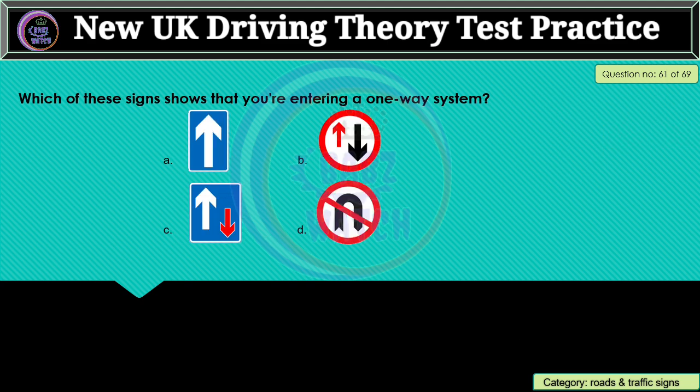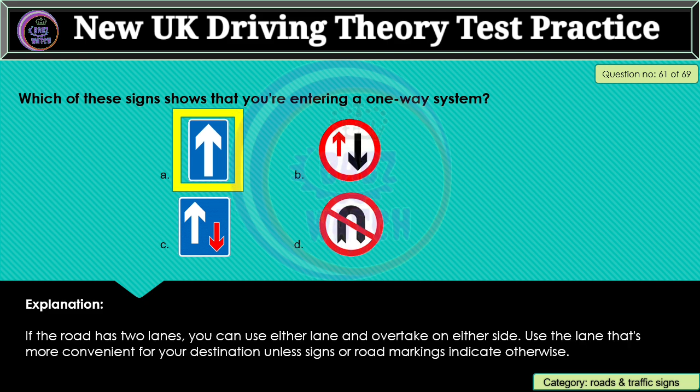Question 61 of 69. Which of these signs shows that you're entering a one-way system? A, B, C, D. The correct answer is A. Explanation. If the road has two lanes, you can use either lane and overtake on either side. Use the lane that's more convenient for your destination unless signs or road markings indicate otherwise.